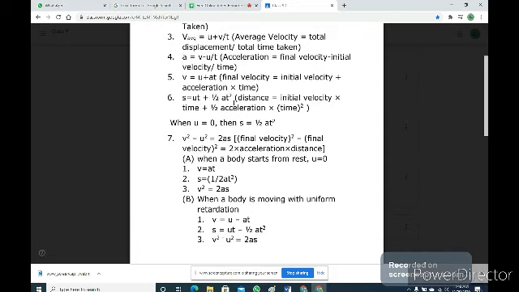Acceleration is going to be final velocity minus initial velocity by time. Final velocity is going to be initial velocity plus acceleration into time. And the distance is going to be initial velocity into time plus half acceleration into time whole square.